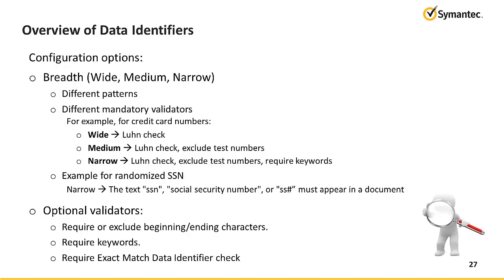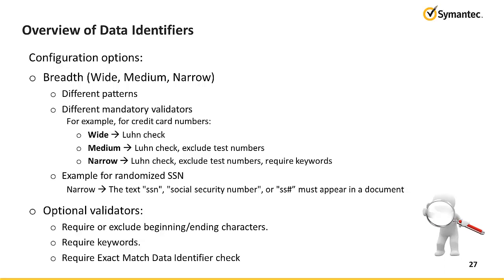Data identifiers are configured by selecting breadth and optional validators. Breadth can be set as wide, medium, or narrow. Each option detects different patterns and different mandatory validators. For instance, selecting wide breadth for the credit card number data identifier detects credit card numbers separated by spaces, dashes, or periods, as well as numbers with no separators, and it performs a Luhn check, which is an algorithm performed on a number to ensure it is a true credit card number.